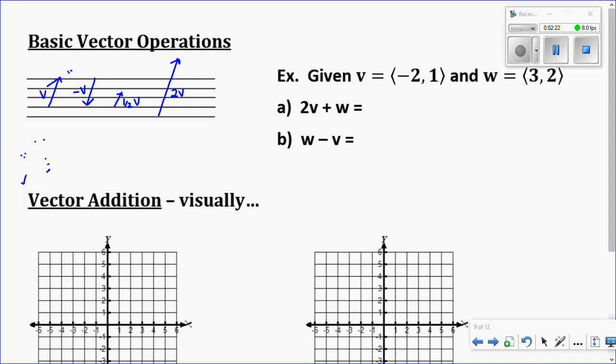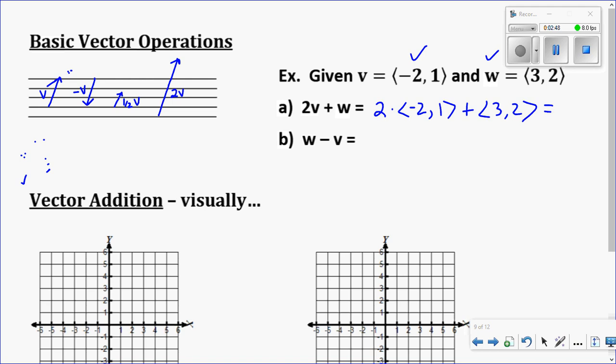So over here, you're going to basically just do these operations. When you have this expression 2v plus w, and I've given you v and I've given you w here, we want 2 multiplied by this negative 2, 1. That's v, plus w, which is 3, 2. So basically you just add the parts. This piece is going to give you negative 4, 2.